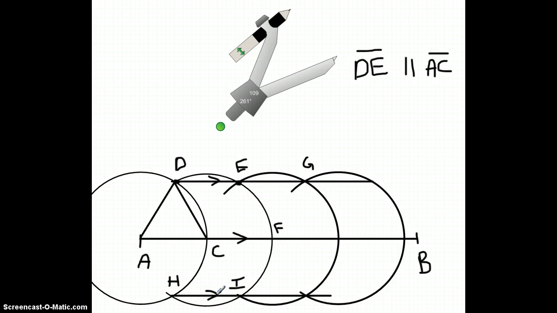And basically, that's how you do it. There's more than one way, but this is one simple way. It creates a nice pattern.